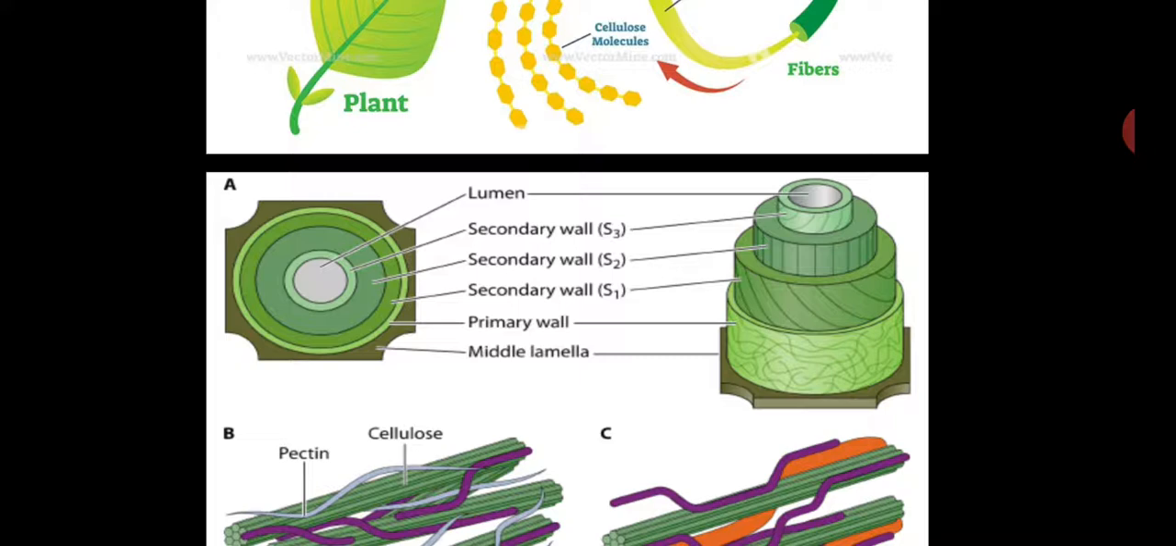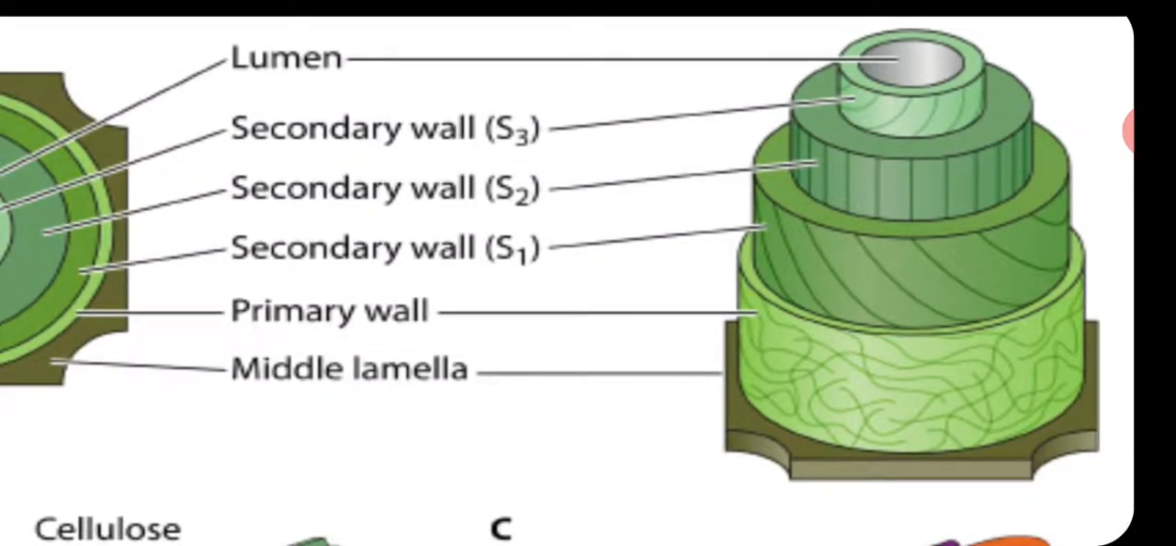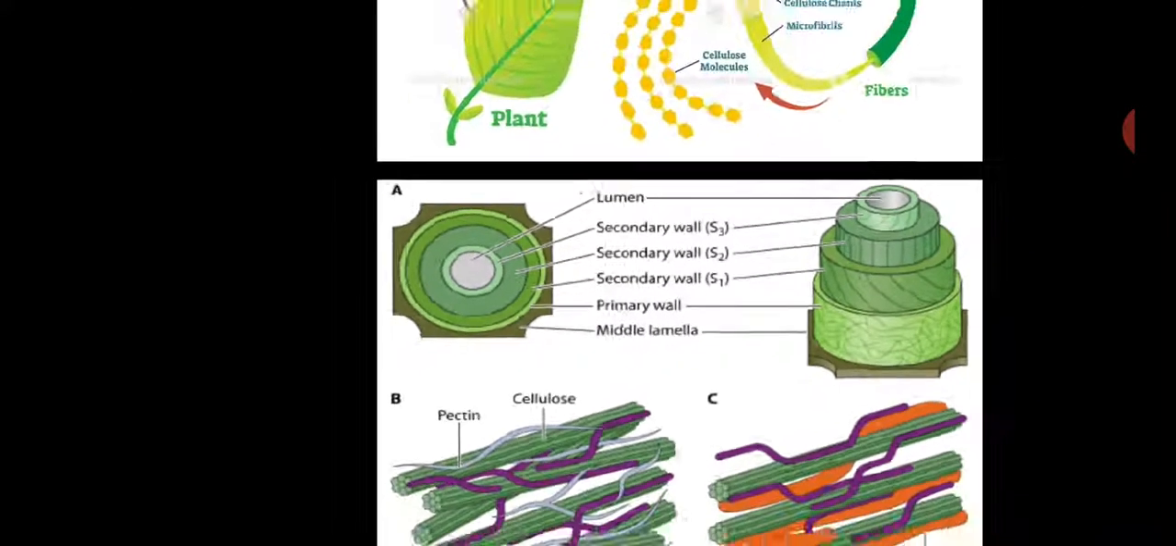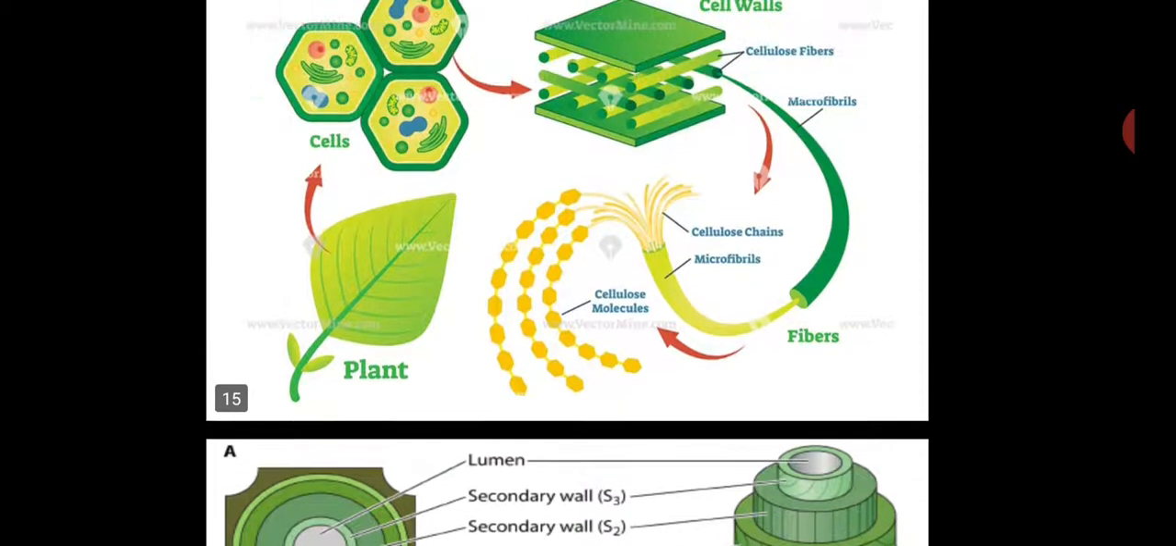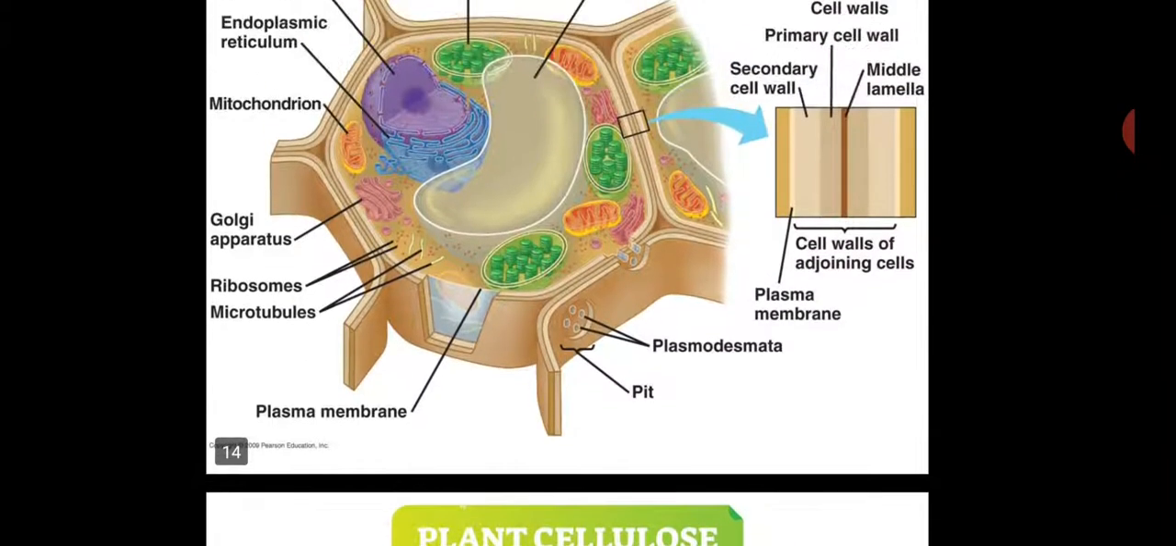The microfibrils are the same, but their arrangement, their alignment, their way of spiraling is different. If you see the picture here, the spiraling pattern is different in S1, S2, S3. So this is the cell wall structure, right?